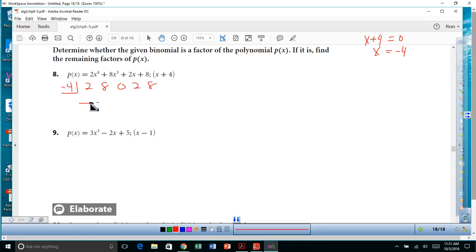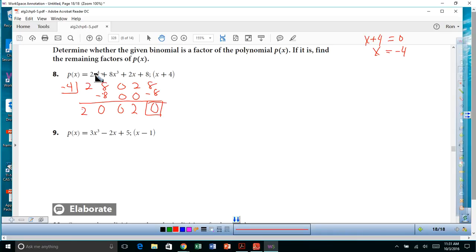All right, let's try this. Bring the 2 down. Negative 4 times 2 is negative 8. 8 plus negative 8 is 0. Negative 4 times 0 is 0. Bring the 0 down. Negative 4 times 0 is 0. 2 plus 0 is 2. And then negative 4 times 2 is negative 8. And our remainder is 0.